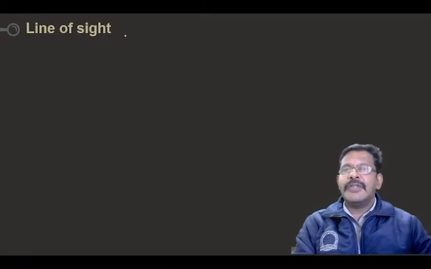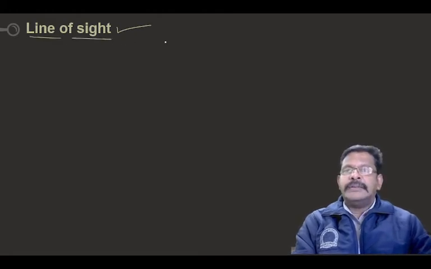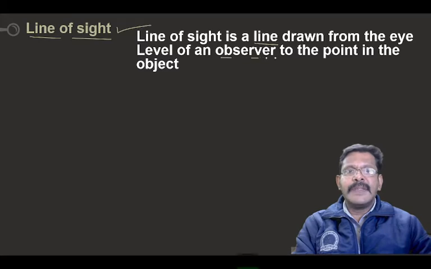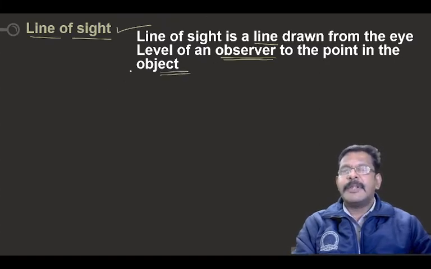First of all, we should understand what is called the line of sight. The line of sight is a line from the eye level of an observer. Suppose there is an observer looking at a point on an object. I'm going to give you an example so that you will understand this particular line.